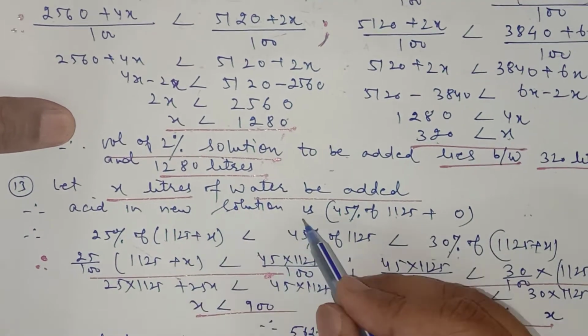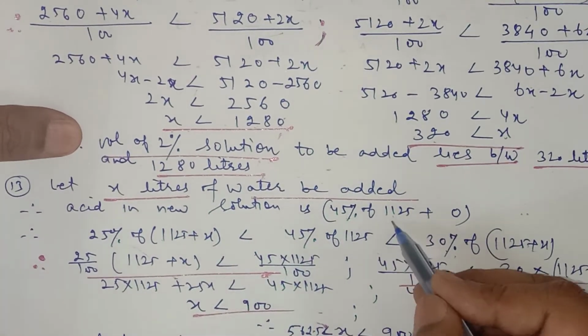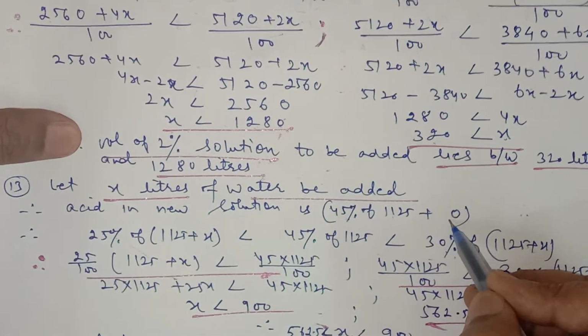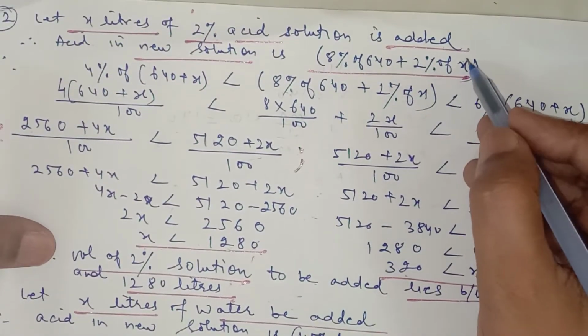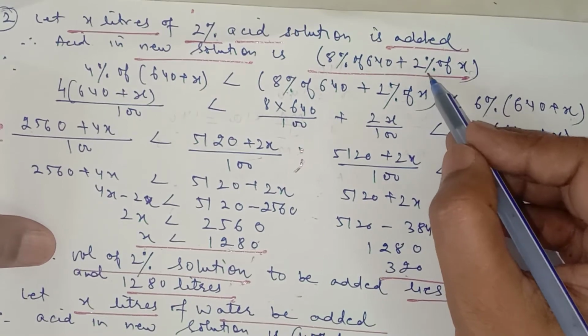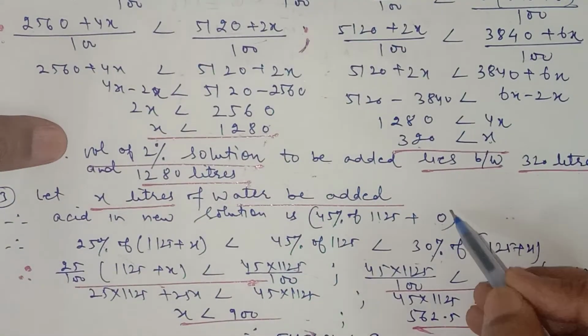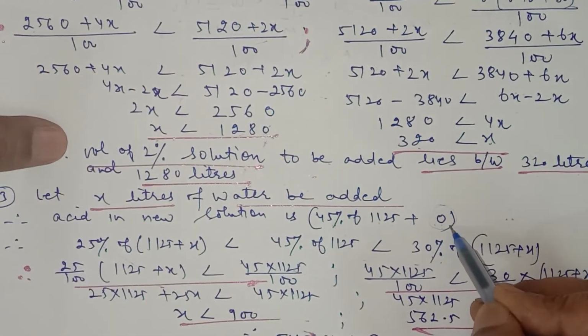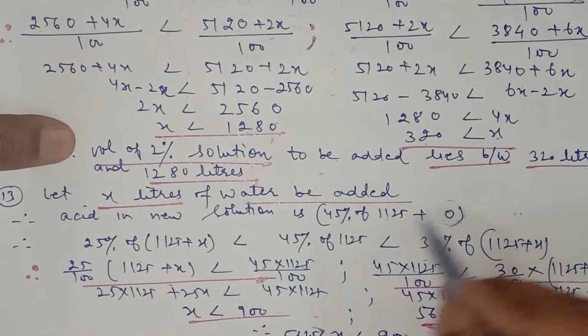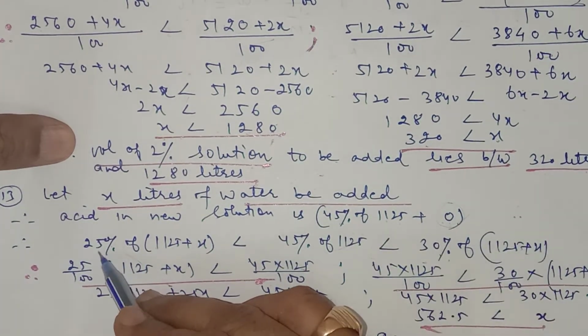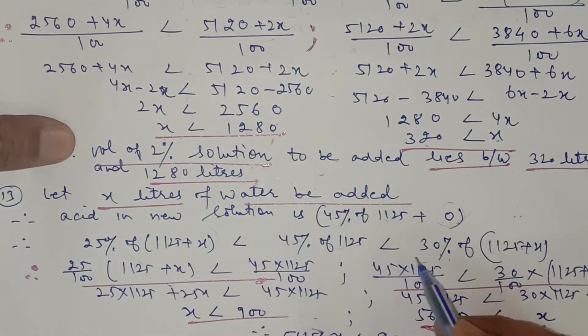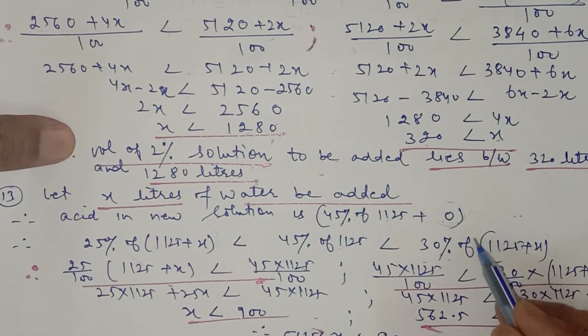So the acid in the new solution will be 45% of 1125 liters, and 0 for the water, because in water we have 0 acid. Here we are adding water. This new acid will be greater than 25% of the new solution and less than 30% of the new solution.